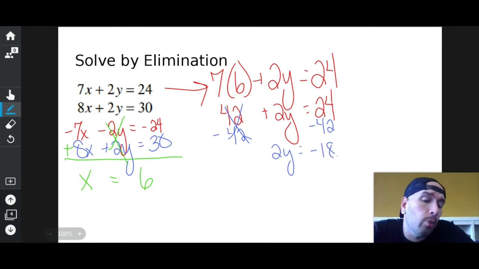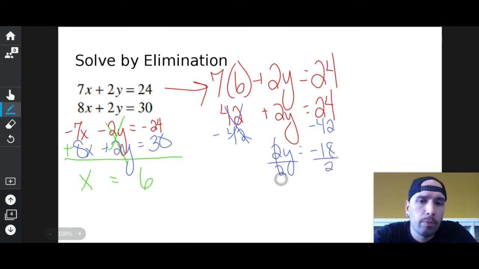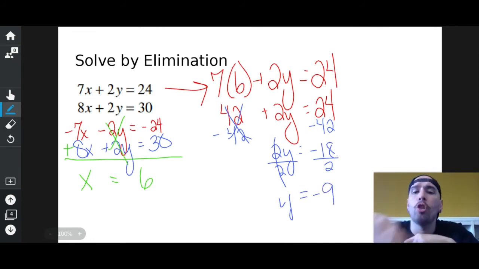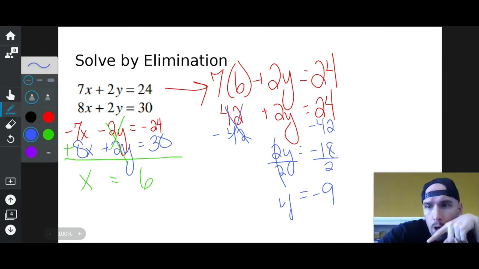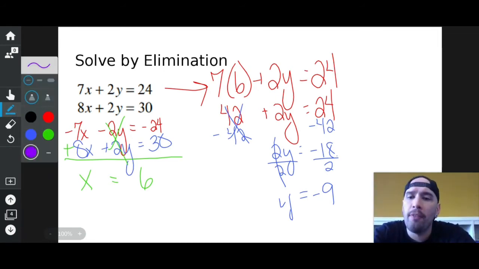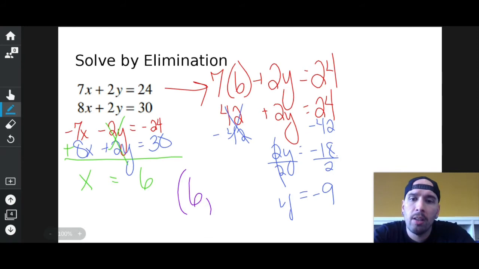Is y in the way, or is y all by itself? No. What's in the way? 2. Divide everything by 2. Y equals -9. So x was 6, y was -9. My final answer is 6, -9.